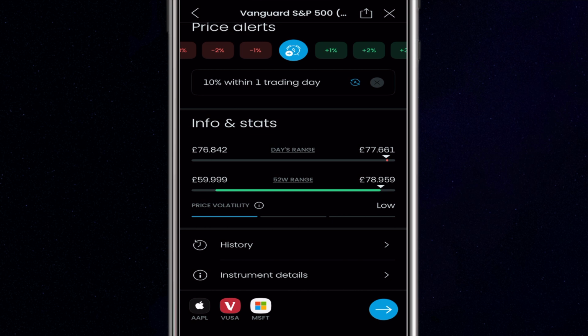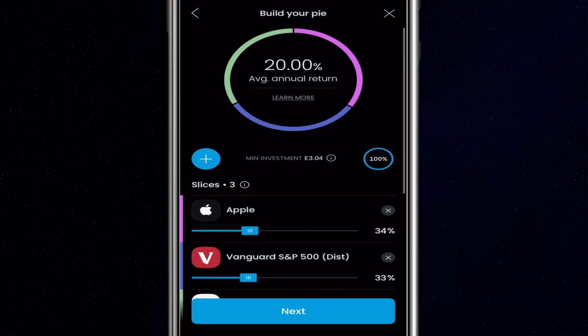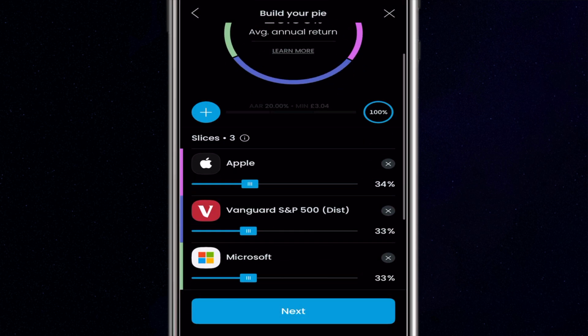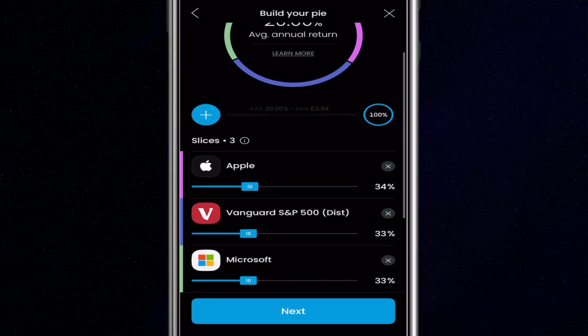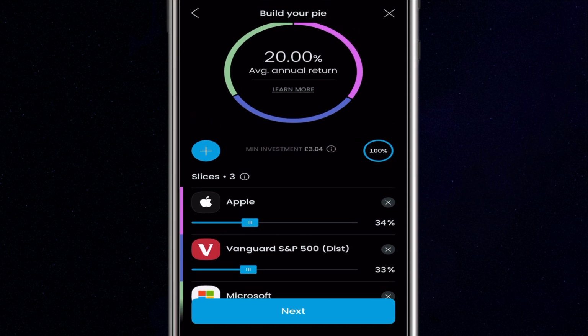Also, if we go back to the app here and I go back to my pie, so you can see here by investing in those three different things, so Apple, S&P 500, Vanguard, and Microsoft, it's predicting an annual return of 20%, which is absolutely phenomenal.